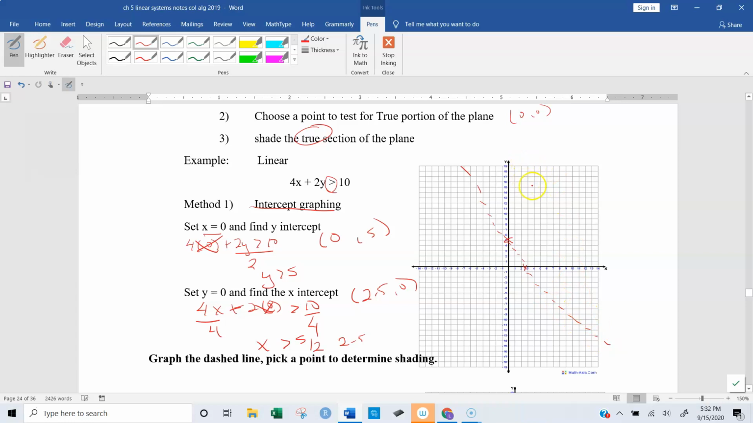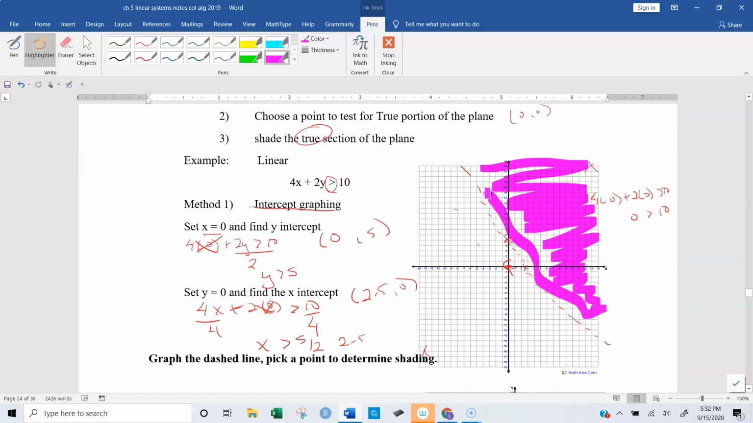Okay, now I need to decide if I need to shade here or here. So what we do is we pick a point. I'm going to pick 0, 0 since it's not on the line, and we plug it into the original. So it's 4 times 0 plus 2 times 0 greater than 10. Is 0 greater than 10? This is false. That means this entire side of the graph is false, so we need to shade the true side, which would be over here. So all of these values are true. And shade it well. All right. Let's go on.